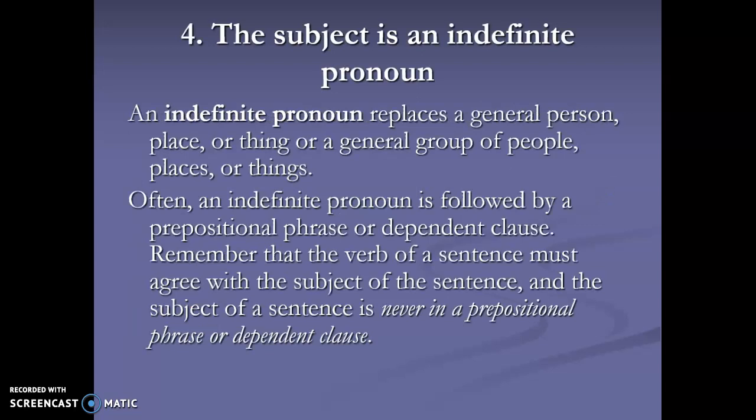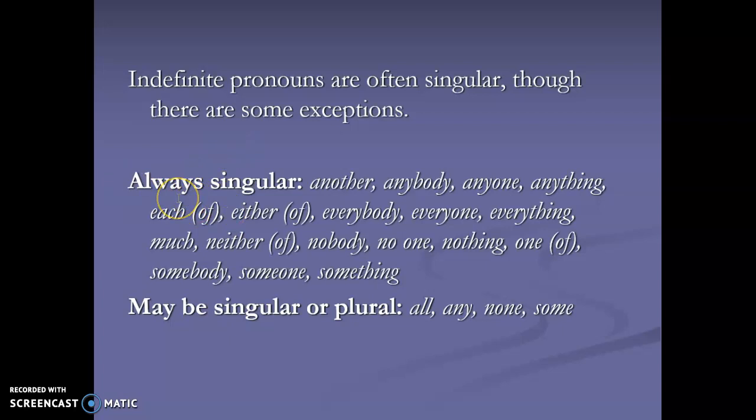The fourth issue is when the subject is an indefinite pronoun. Okay. A lot of times those indefinite pronouns are followed by prepositional phrases or dependent clauses. And the subject is never in a prepositional phrase or dependent clause. These are just kind of what you have to memorize. There are indefinite pronouns that are always singular: another, anybody, anyone, anything, each, either, everybody. This list here is always singular. It takes the singular form of the verb. There are ones that are always plural as well. Your textbook has a list of those.